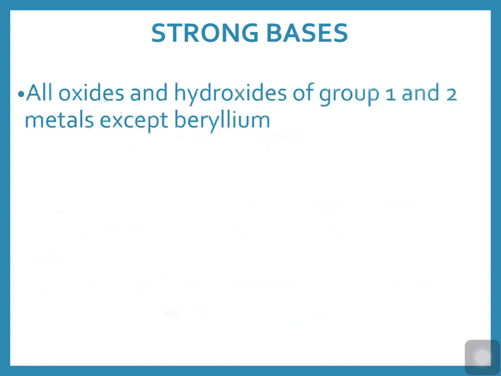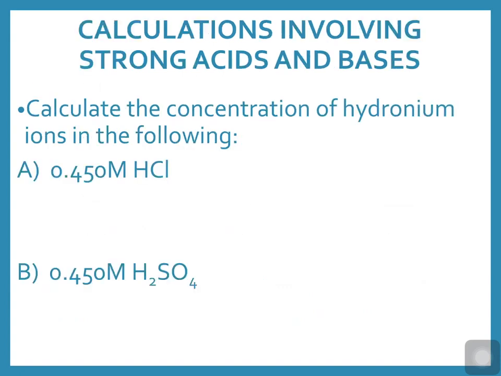Strong bases. Now, we're not going to focus very much on bases in this course, but similar to acids, they have almost 100% dissociation, and any oxides or hydroxides of group 1 and 2 metals, with the exception of beryllium, are strong bases. Okay, we're going to take a look at some calculations involving strong acids and bases.